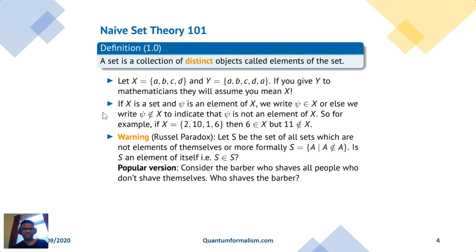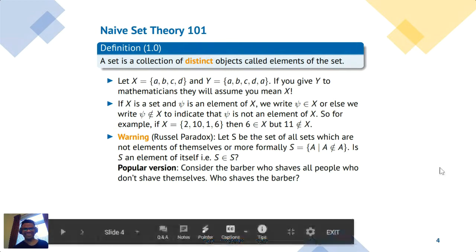In fact, if you give a mathematician this, the mathematician will assume you mean this. Even though here there is a duplicate twice, a mathematician will work with this instead, and they won't tell you. If you pressure them, they might argue that even though you have given this, what you really mean is this. So don't go there.